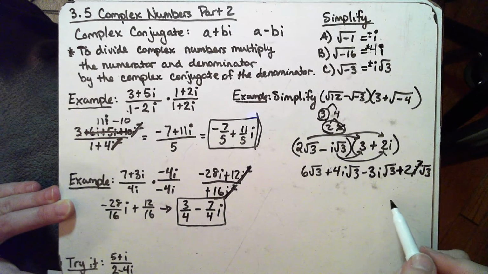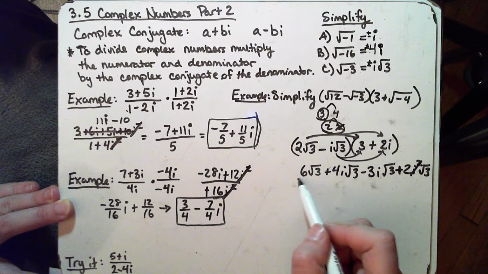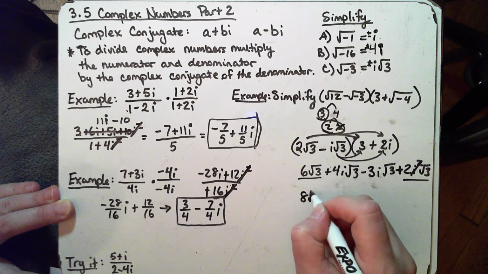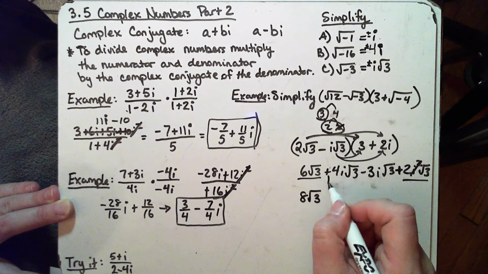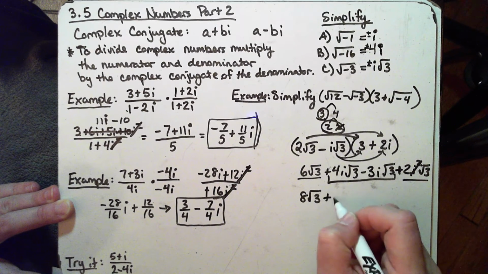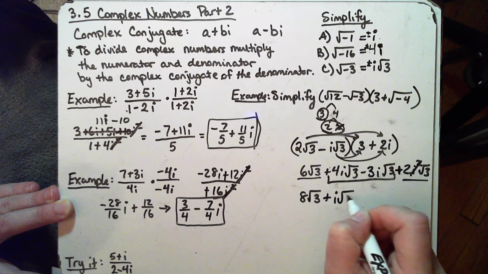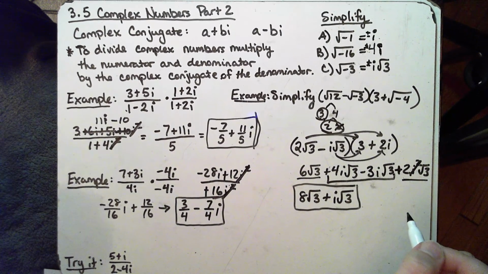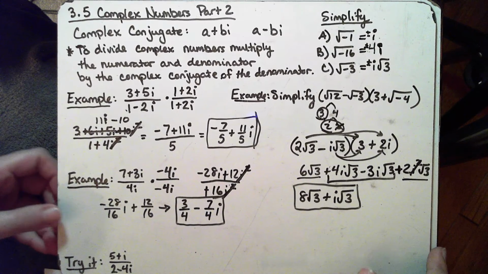Now I just need to combine like terms. So the 6 square root 3 plus 2 square root 3 is 8 square root 3. 4i square root 3 minus 3i square root 3 is just positive i square root 3. That is my answer. Now we have one more type of example. Here it is.